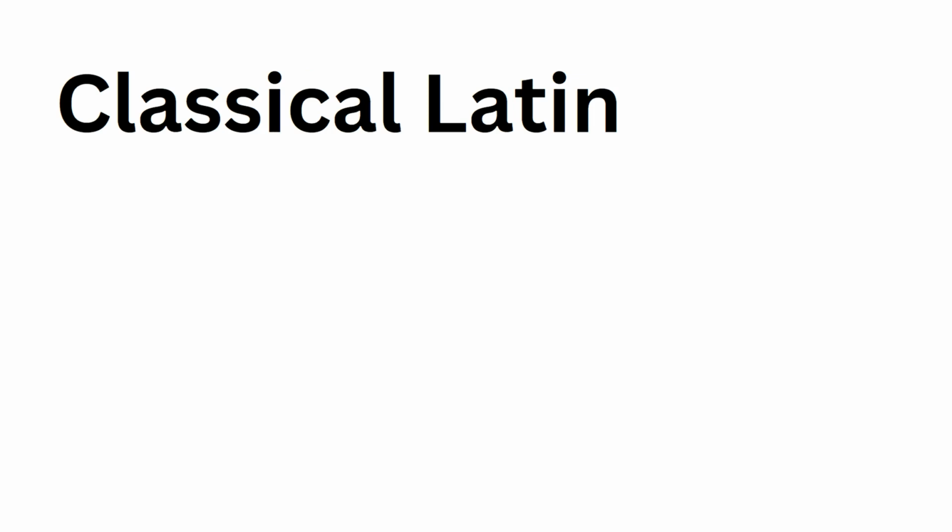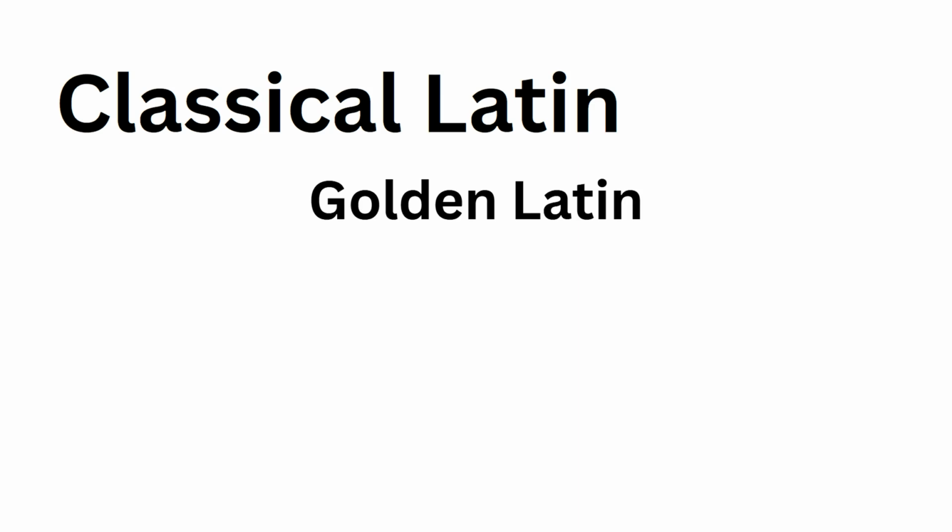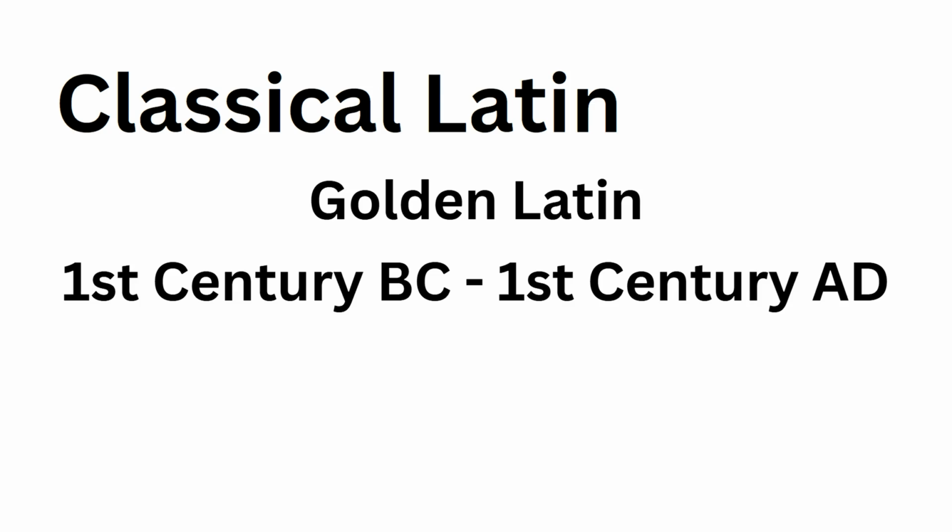This changes when we get to Classical Latin. Now, there are two stages of Classical Latin. There's the Golden Age and there's the Silver Age, which I'll talk about later. So the Golden Latin is from the 1st century BC to the 1st century AD. It's split into two parts. There's the Ciceronian period to begin with, from the 70s to the, let's say, 30s. And then there's the Augustan period within this Golden Latin.